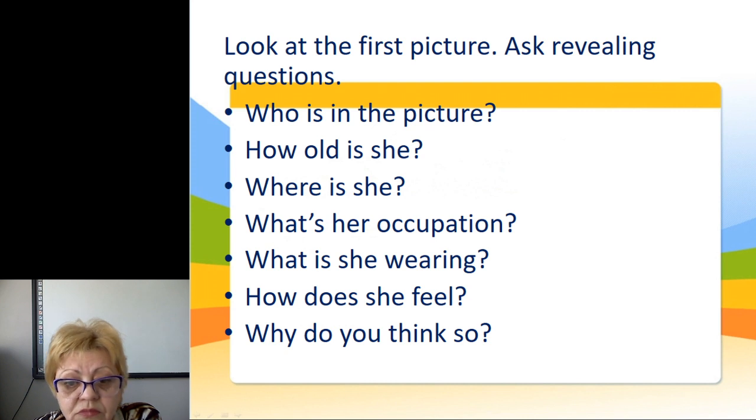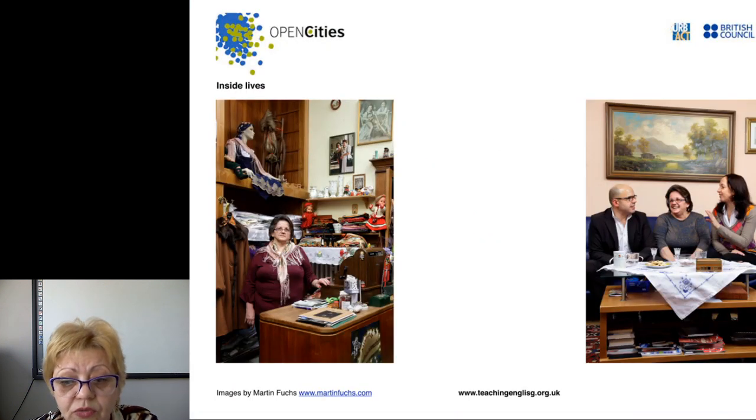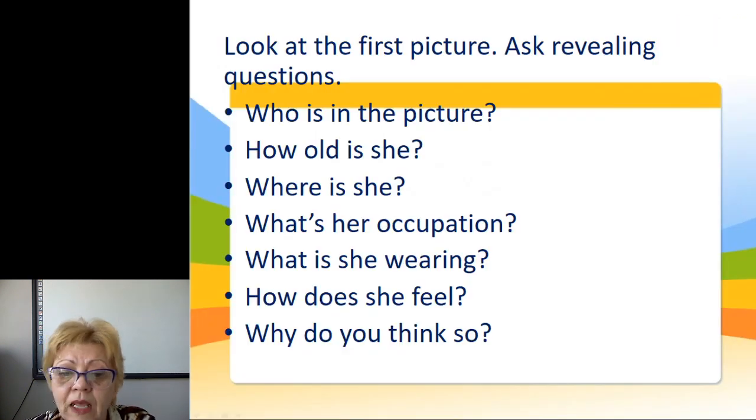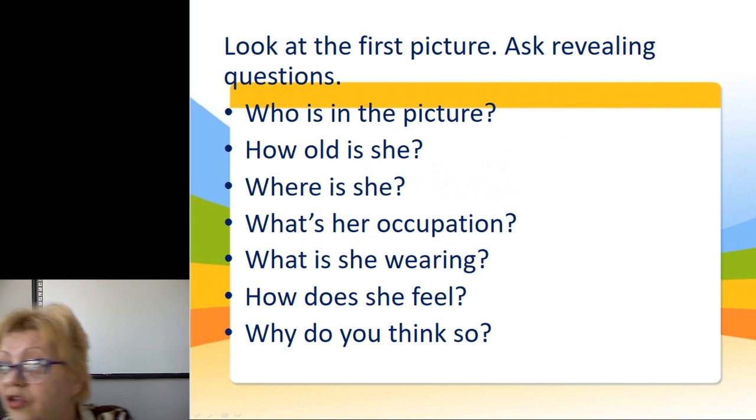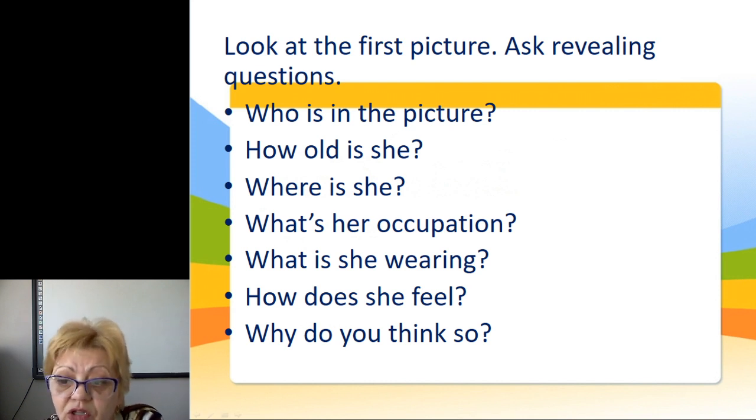Where is she? Maybe she's at work. She's in the shop. What's her occupation? Yeah, maybe she's a shop assistant or maybe she's the owner of the shop. What is she wearing? Okay, she's wearing a dress, a scarf. Let's look once again. She's wearing glasses. Okay. What does she feel? She looks rather serious, but she looks kind and friendly at the same time.